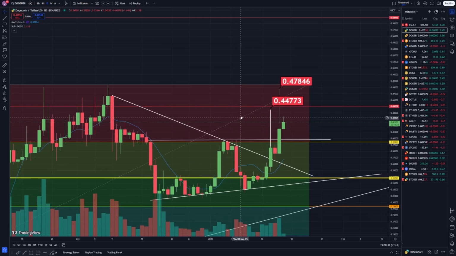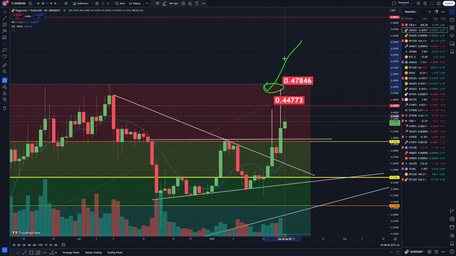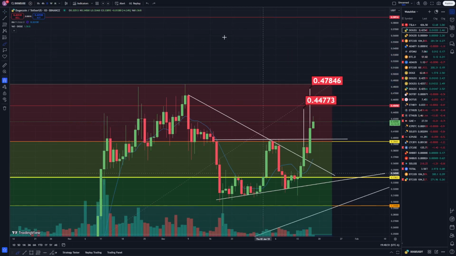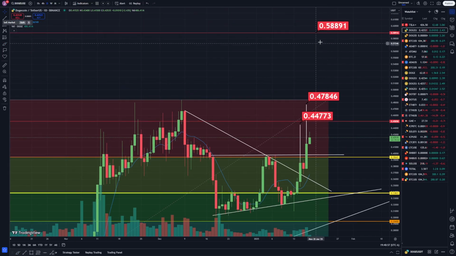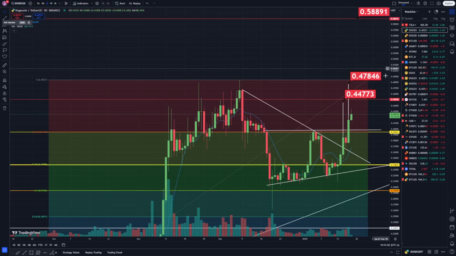0.447 and 0.478. If we start breaking these, then like I said, I think the next ones we're going to have to start looking at are 0.588 approximately. That's just what I'm thinking, though. Let me know what you guys are thinking.